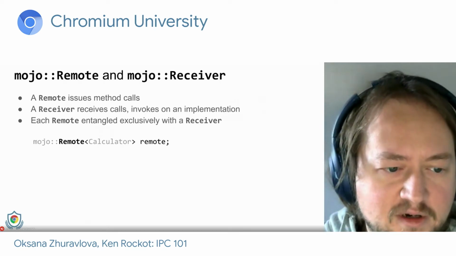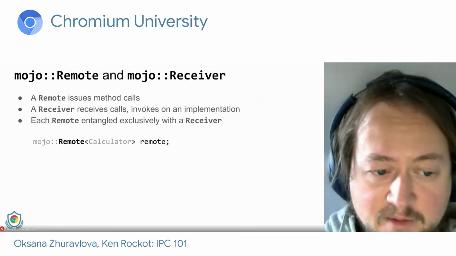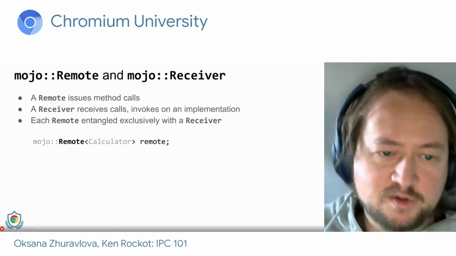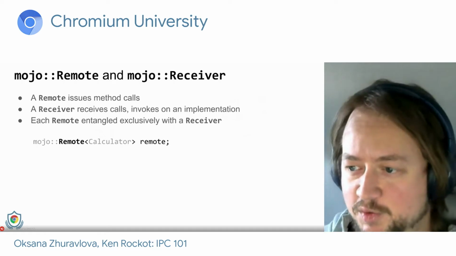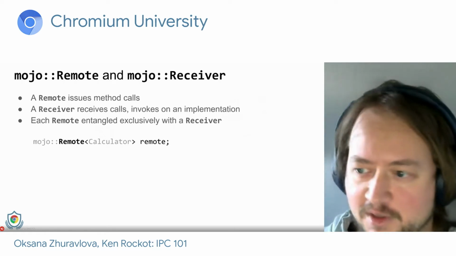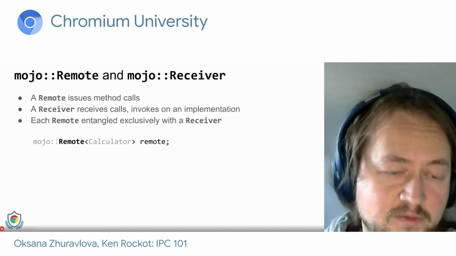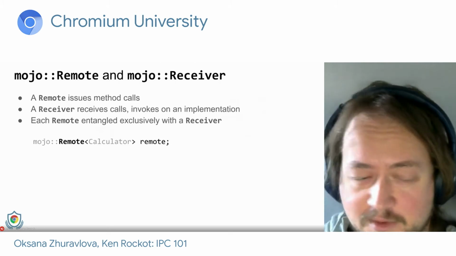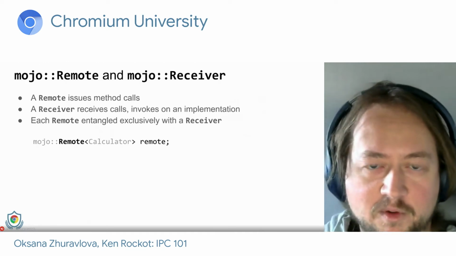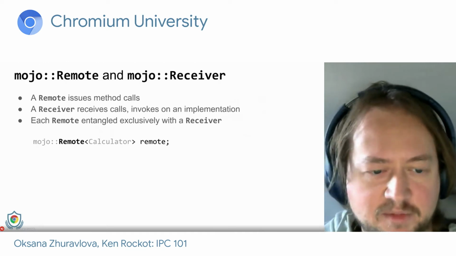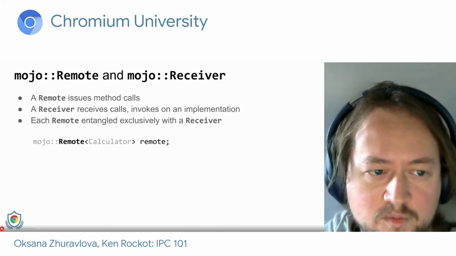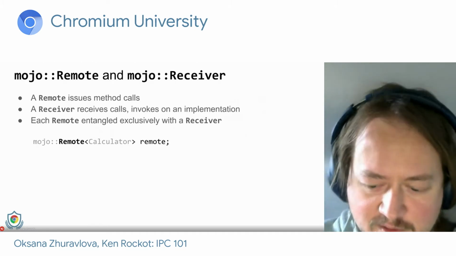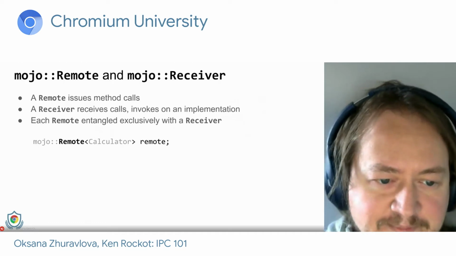Some key points here. Remote is what you use to make method calls on an object that might live somewhere else. Receiver is what you use to receive those calls and link them to a concrete implementation that generally lives next to the receiver or owns the receiver. And finally, each remote is exclusively entangled with a single receiver. You don't have a remote that can send its messages to many different places. If you use a remote and it sends a message to a receiver, every other message it sends is going to arrive at the same receiver in the same order.